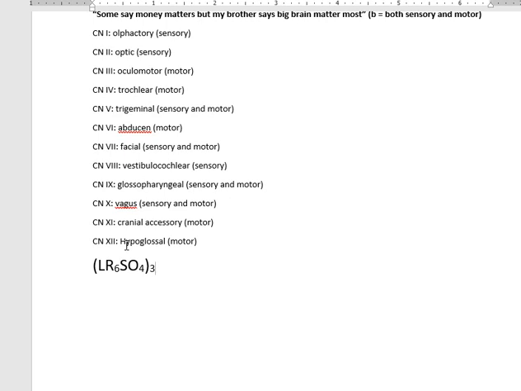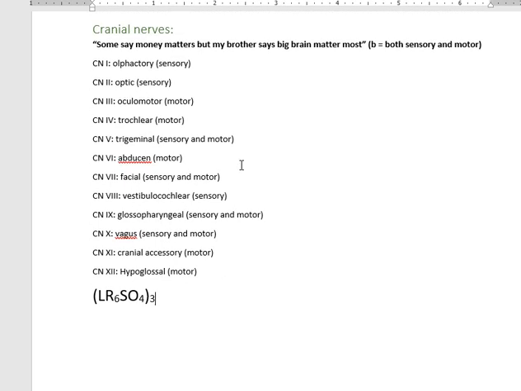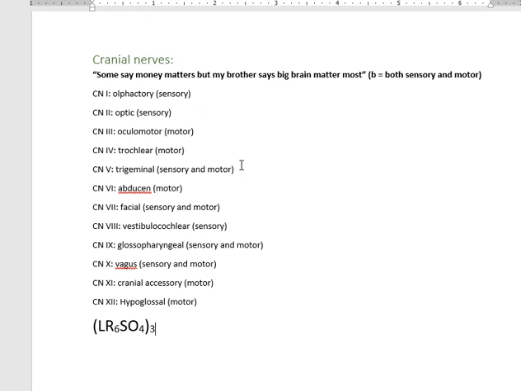And lastly, we have the hypoglossal, which is used to supply the muscles of the tongue, except the palatoglossus, which is supplied by the vagus nerve. So these are the main nerves which are involved in the head.